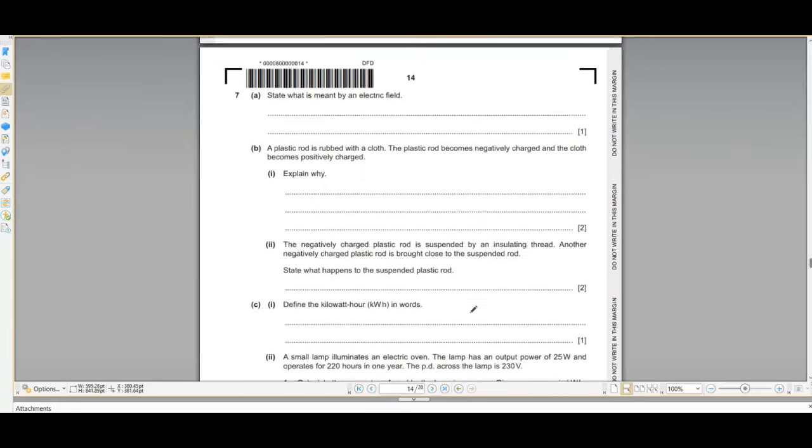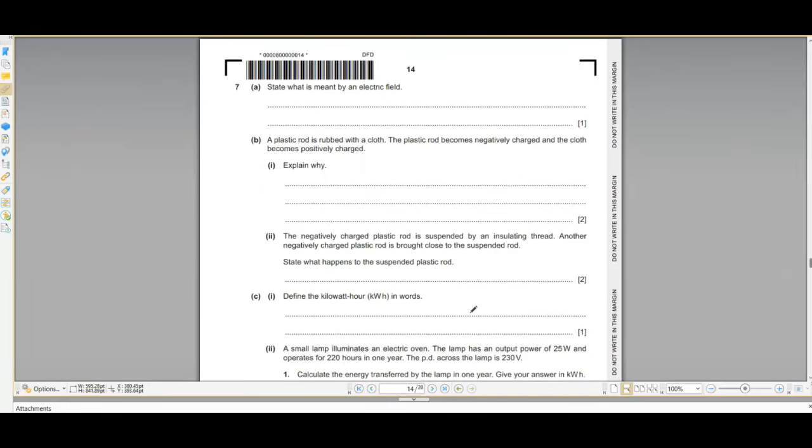Okay, question number 7. State what is meant by an electric field. So an electric field is a region where an electric charge experiences a force.